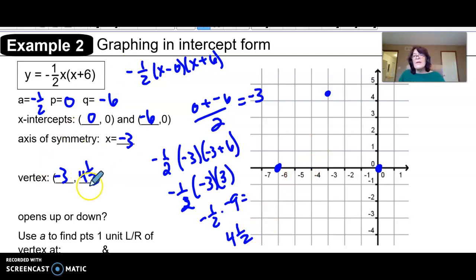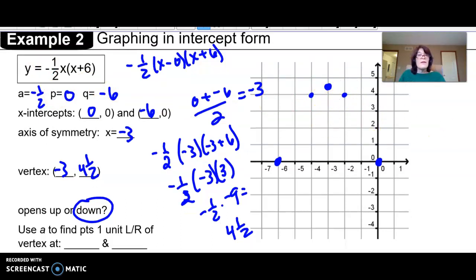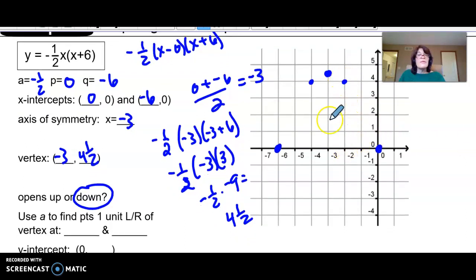All right, then we're going to use, what's it open? Well, it's opening down. I'm going to go down 1/2 over 1, down 1/2 over 1, right? Because a is a half. I don't go down 1 over 2. No, I go down or up, whatever this a is, and then always over 1. Since I was at 4.5, I go down a half over 1, down a half over 1. Okay, so that gives me the points (-2, 4) and (-4, 4).